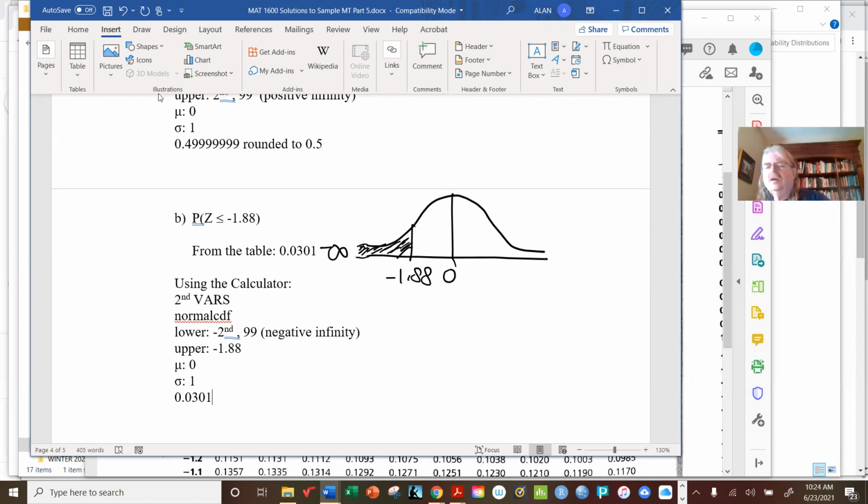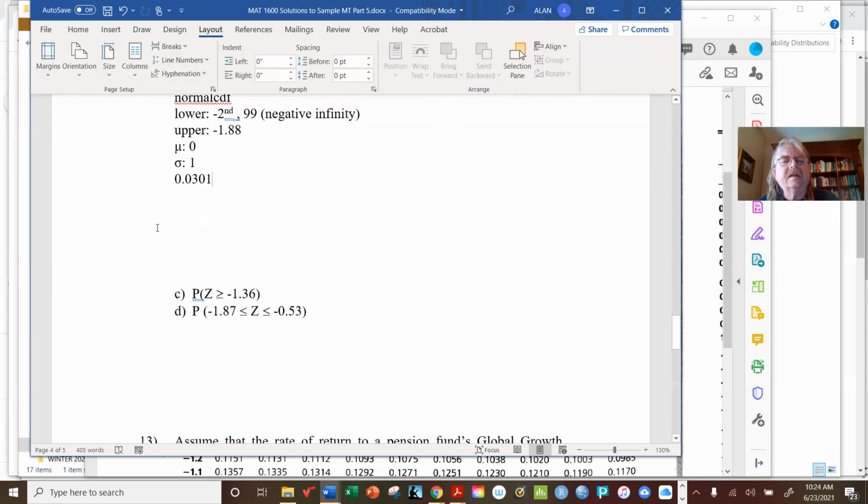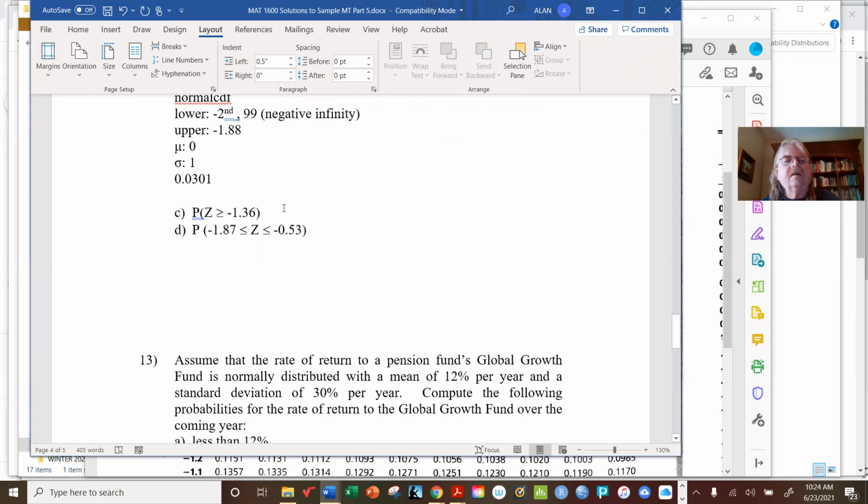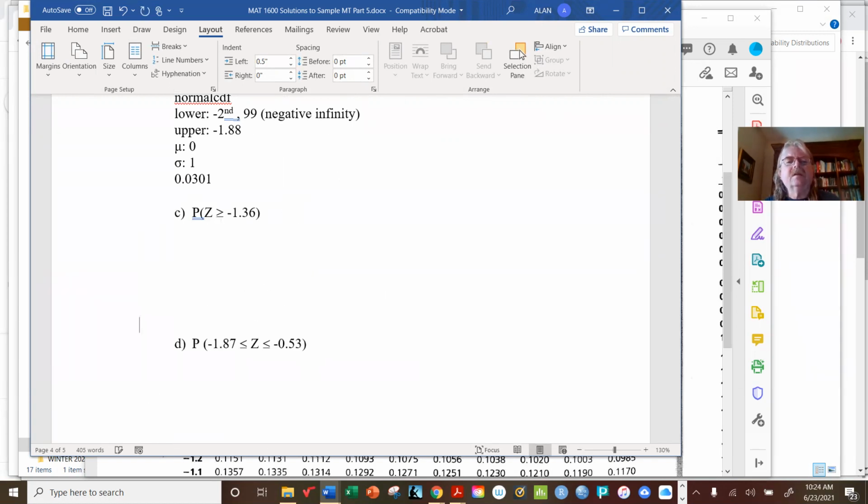Okay. So in all of these cases, you're doing basically the same thing, except that if you're using the tables, you often may find yourself having to manipulate the probability to get it into a more convenient form. With the calculator, it's already there. It can do anything you need. So here's another good example of this. Greater than negative 1.36. This is not on the table, the way it's written.